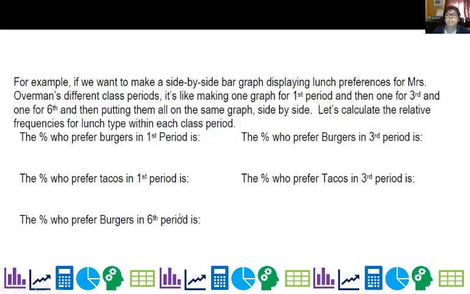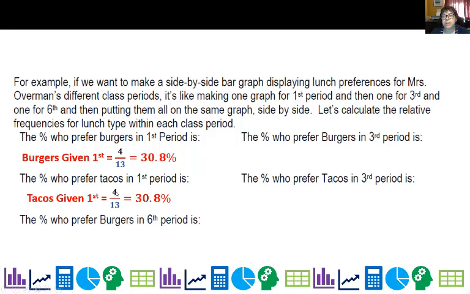And since I'm going to do it by first period, third period, and 6th period, I need the percent that prefer burgers and tacos, and really all the categories, but I have some of them already filled in for you. And I'm going to make sure I get that value for every period. So the percent who prefer burgers in first period, if I look at the table, that's 4 out of 13. The 4 who prefer burgers in first out of the 13 in first period. The percent who prefer tacos in first period is also 4 by chance out of 13, so it's 30.8%.